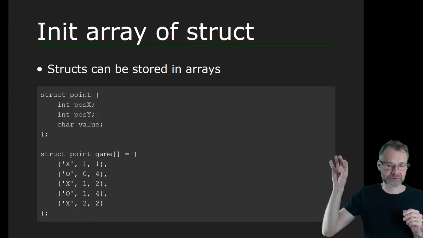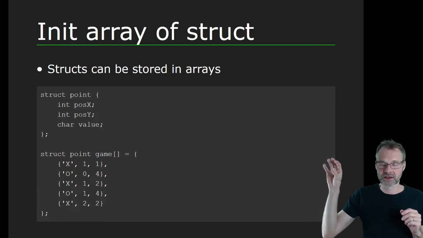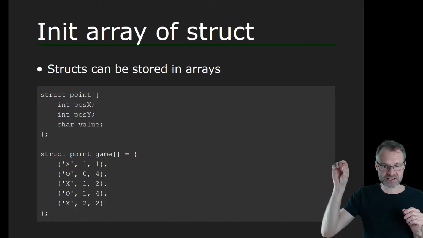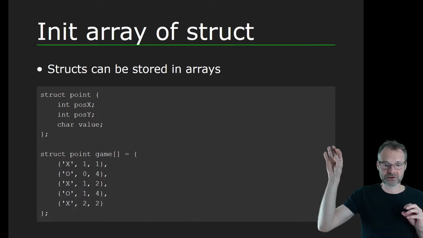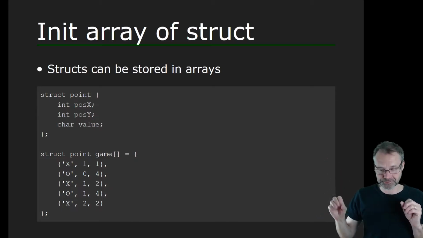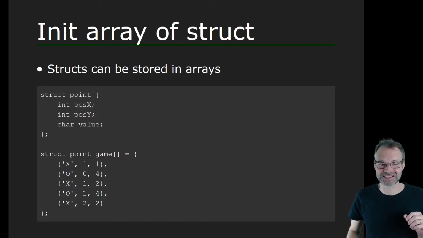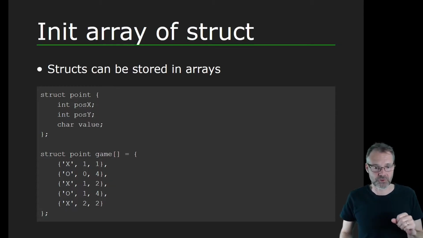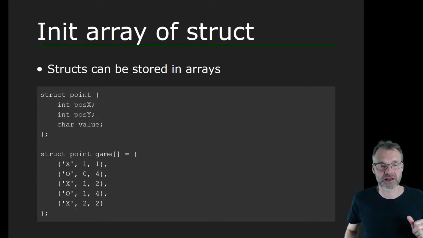To start, I only show you how I can initialize an array when it contains structures. I can use the curly braces here. I'm wrapping the whole array in curly braces, and each item I also wrap in curly braces. So that is initializing an array with all the struct elements.